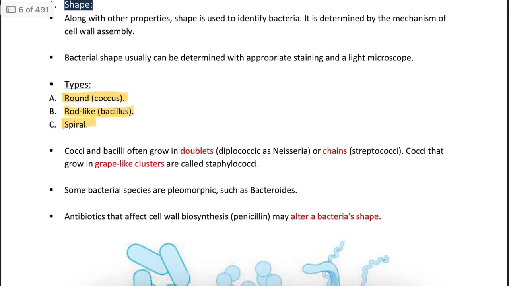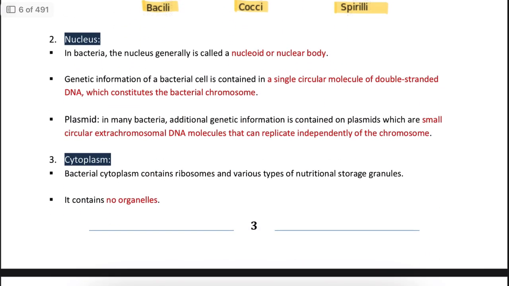Okay, so next one, pleomorphism. Some bacteria are pleomorphic, also known as pleomorphism. Pleomorphism means some bacteria, like Bacteroides, can change their shape based on disease. Clinically important are penicillin and beta lactams. They inhibit cell wall synthesis and this can alter bacterial shape, making shape not only diagnostic but also a sign of antimicrobial activity. So first we are going to discuss the nucleus.